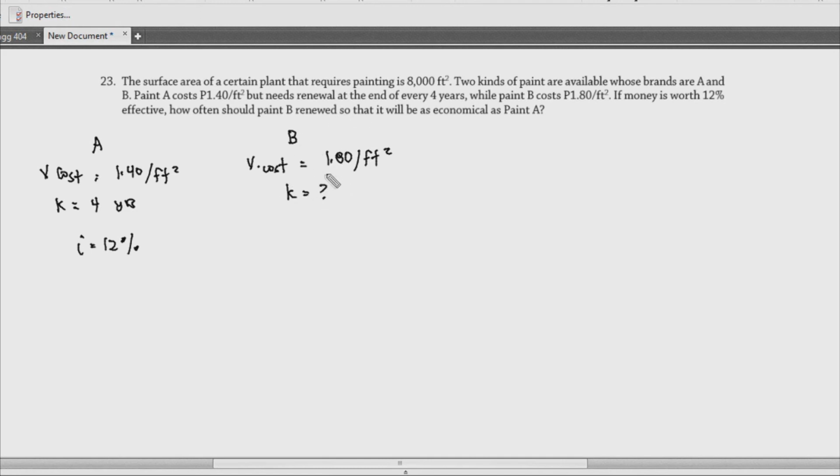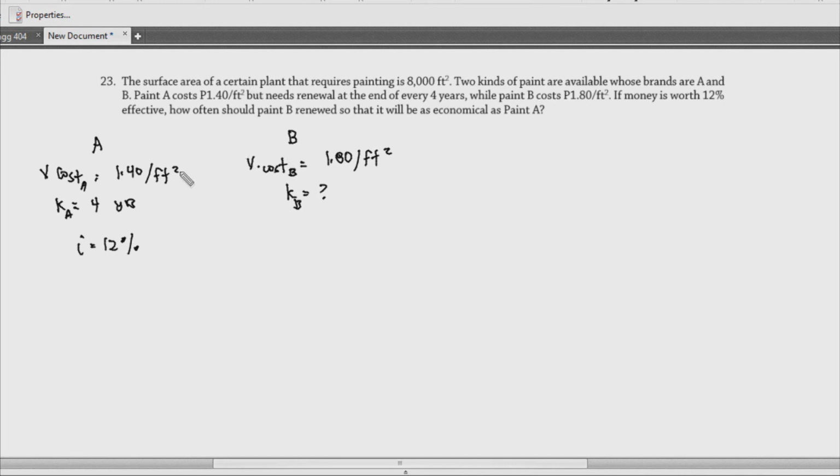And alam naman natin na we can just lagyan natin ito ng mga A, K, V, B. Okay. So alam naman natin na mas economical dito yung A kasi mas mura siya, 'di ba? So yung B kasi mas mahal. So parang technically mas economical na siya. So the only compensation that B can make would be its period wherein mas matagal siyang mare-renew, no? Kasi kung mas matagal siyang mare-renew, most probably magkakaroon ng equal economic value, no? So that's the thing that we'll be looking for now.